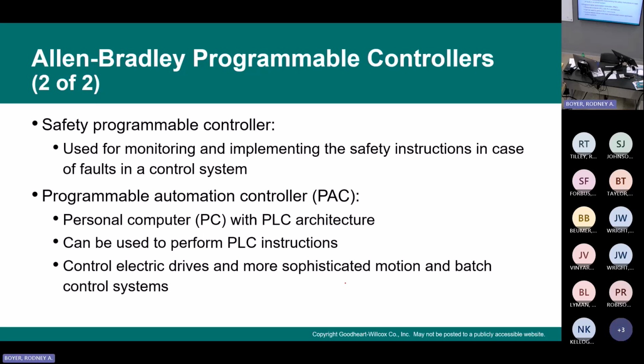Safety PLC, used for monitoring and implementing safety instruction in the case of faults in a control system. No such thing as a safety MicroLogix controller. They don't exist. When you need a safety controller, you have to jump up to at least CompactLogix.